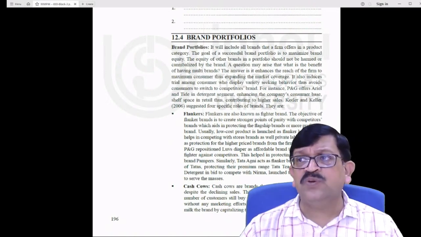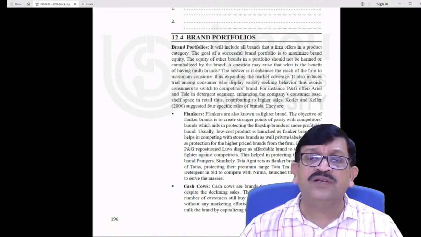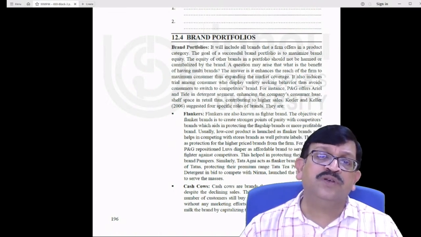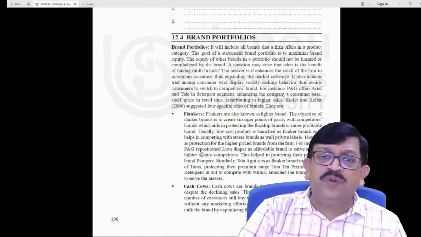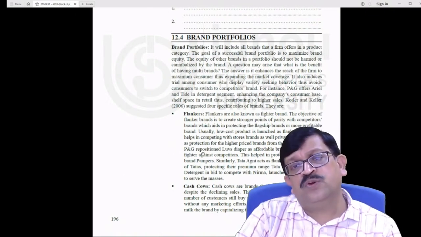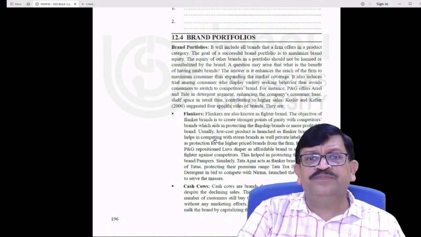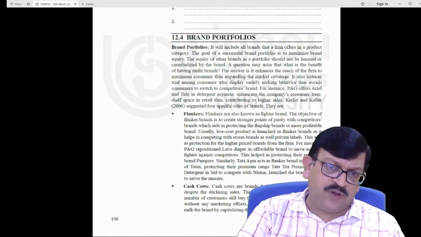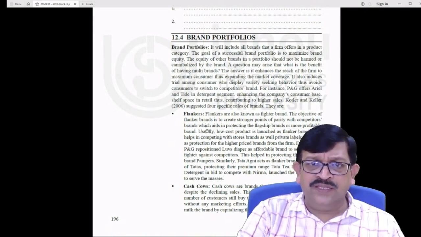Sometimes it also helps you to dominate the shelf space at the retail counters. So it helps in creating dominance in the marketplace. But it depends upon what kind of product brands you want to bring into the portfolio. So a few initiatives or decisions, as you can call them, can be taken to enhance your portfolio.